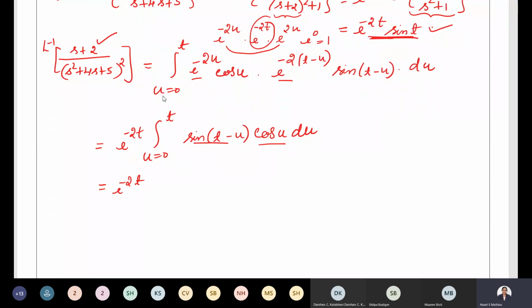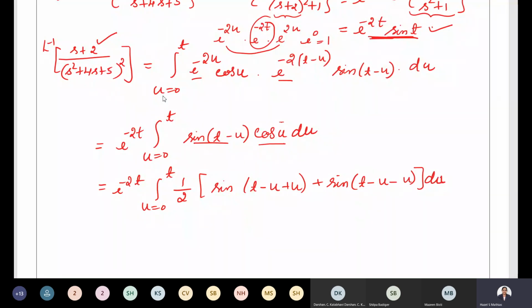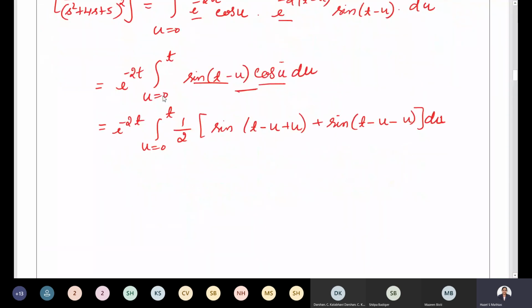So according to that, what is the formula for sin A cos B? It is half times sin of A plus B plus sin of A minus B. Here A is t minus u and in place of B we have u, so it will be sin of t minus u plus u, plus sin of t minus u minus u, du. What I have done here is applied the sin A cos B formula.